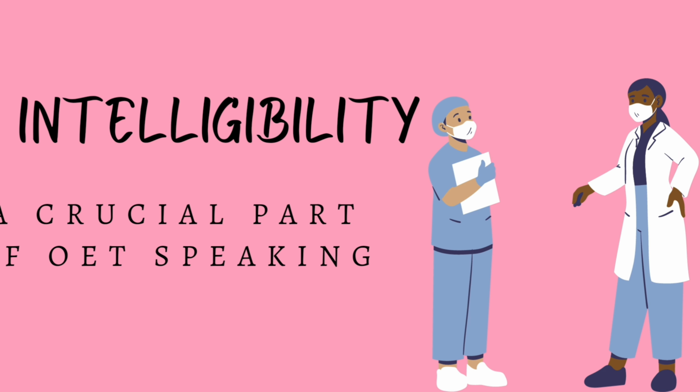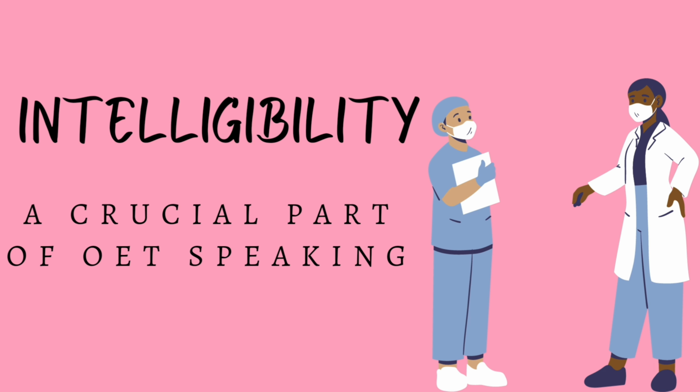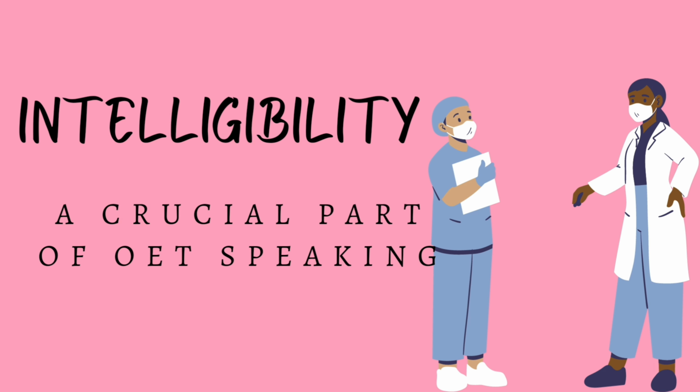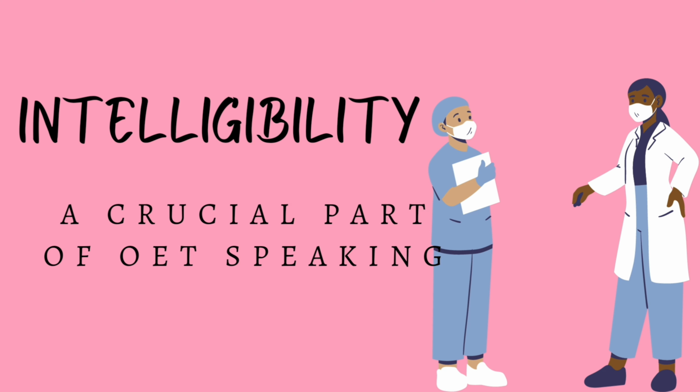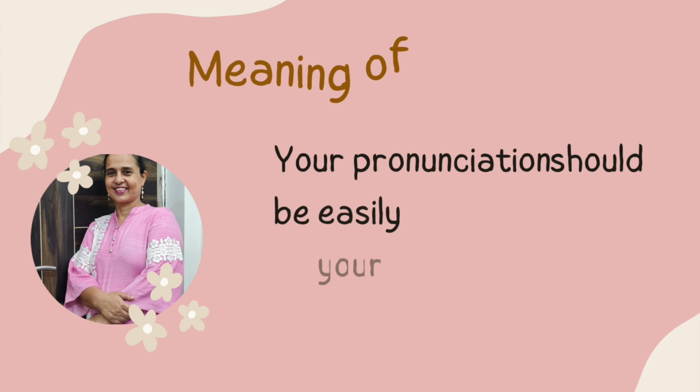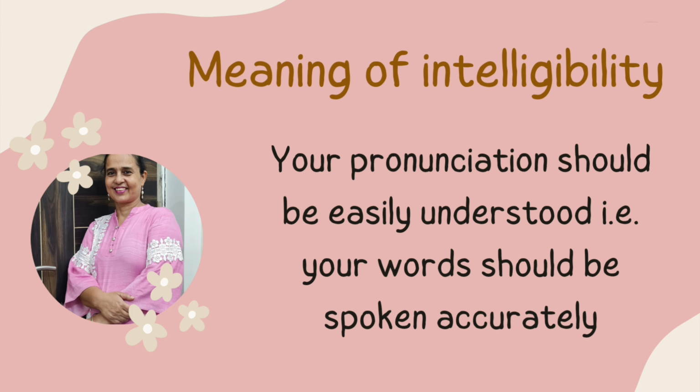In today's video, I'm going to discuss one crucial part of OET speaking, that is intelligibility. The purpose of this video is to guide you how to improve this criteria in OET speaking. Now let's see, what is intelligibility? It means your pronunciation should be clearly understood. That is, the words should be spoken accurately.